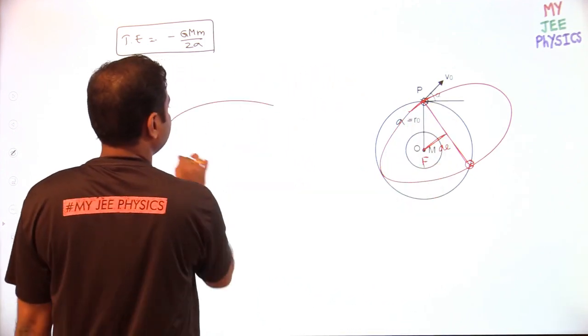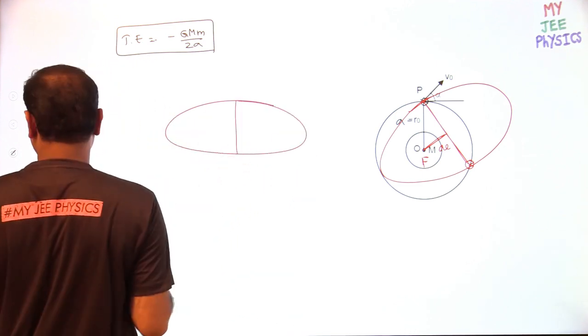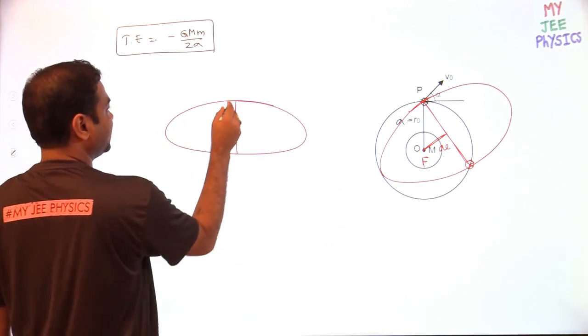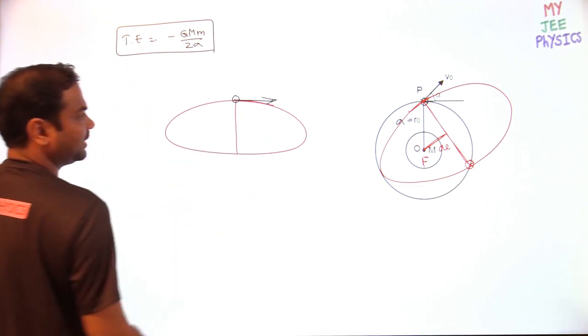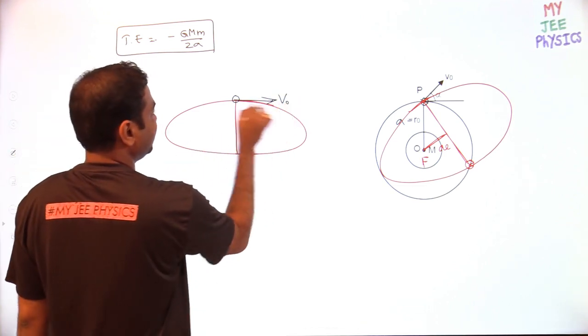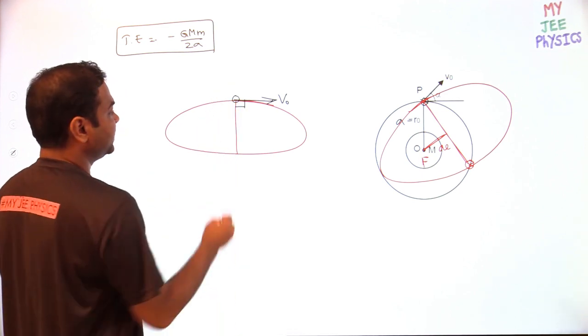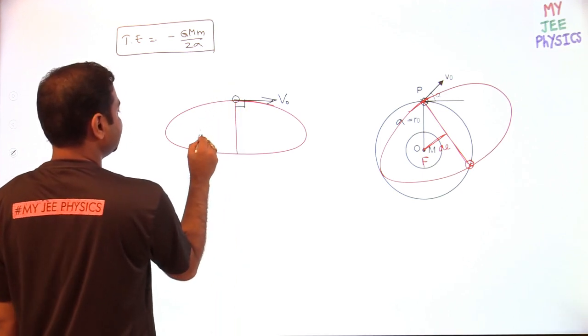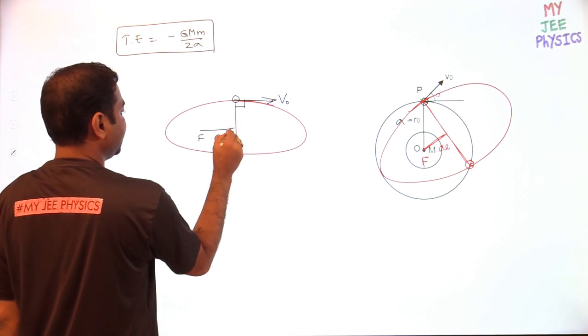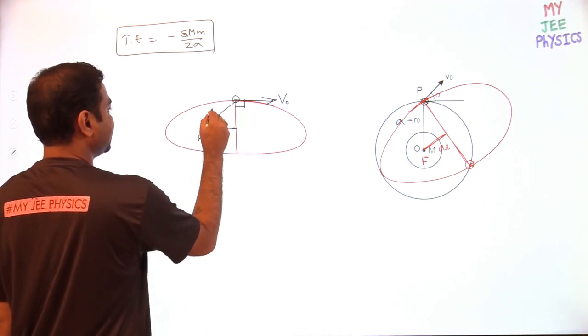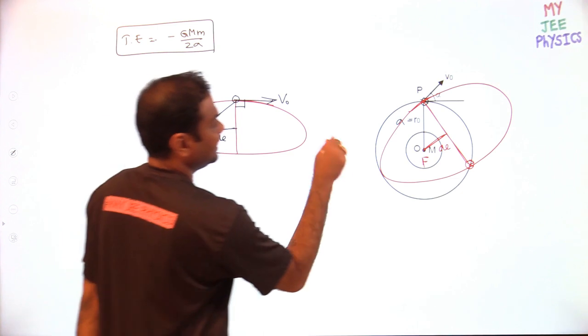If it is an ellipse and this is the semi minor axis, take the same diagram like this. Now the object has the velocity V naught like this. V naught is tangential, no? That means definitely it should be perpendicular to the semi minor axis. Somewhere this is the focus. This length is how much? AE. And what is this length? A.